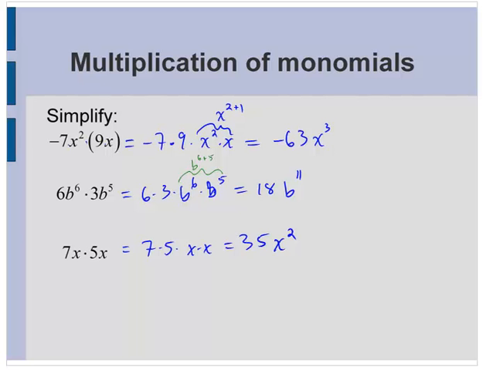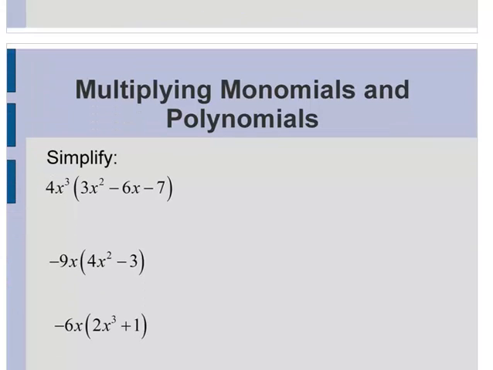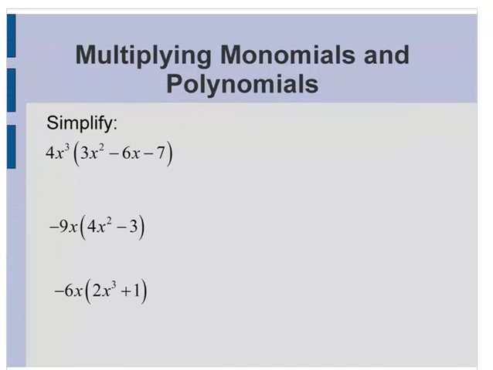Now if you can multiply monomials and use the distributive property, then you can multiply a monomial by a polynomial. For example, if I had 4x cubed being multiplied by the polynomial 3x squared minus 6x minus 7, applying the distributive property, I would have 4x cubed by 3x squared minus 4x cubed by 6x minus 4x cubed by 7.